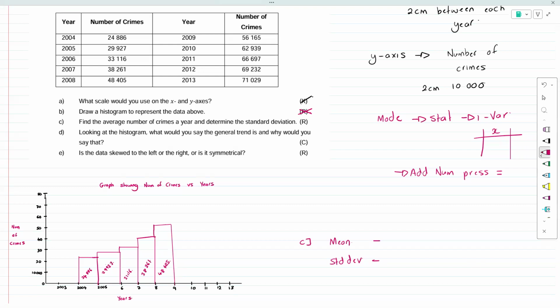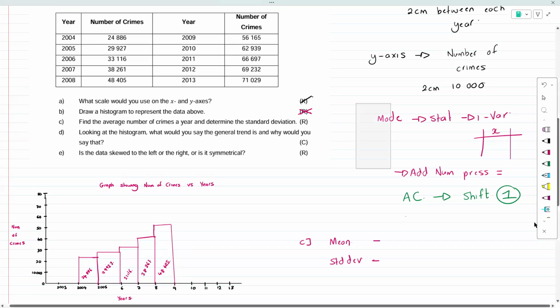69,232 equal, and 71,029 equal. So when you're done with all of this, the next step seems a bit annoying, but you're going to press AC. It does not cancel anything, but it does clear the screen. When you press AC, the next part is to press Shift and the number 1. And after we do that, you're going to look for the one that says variance.